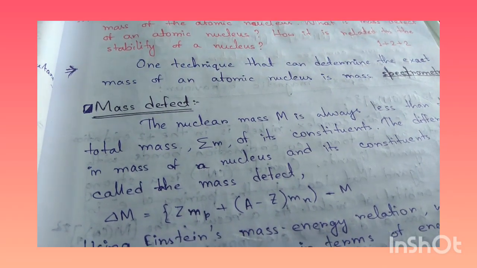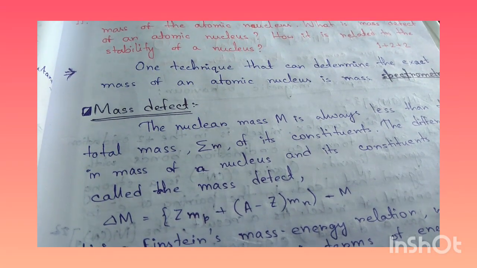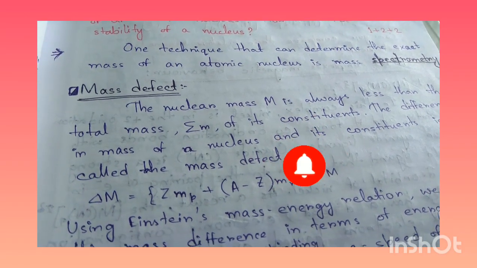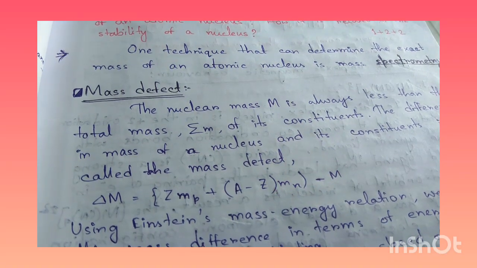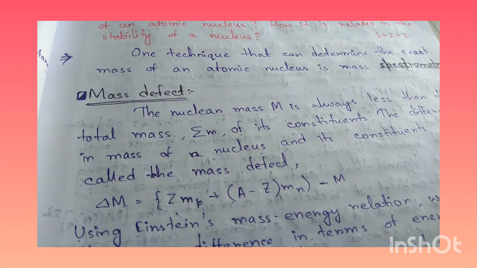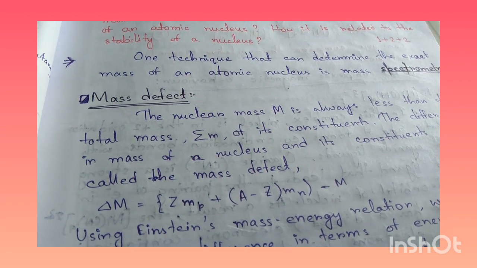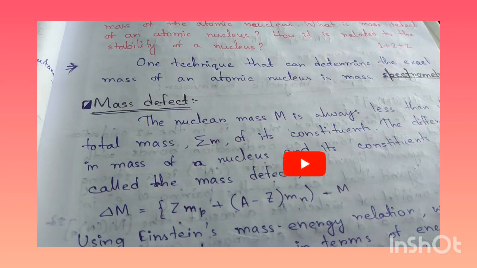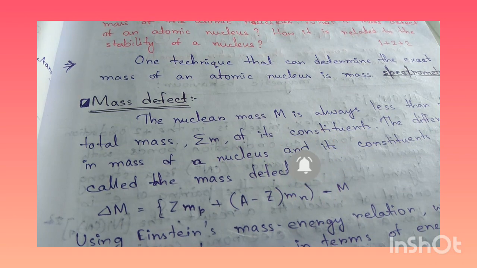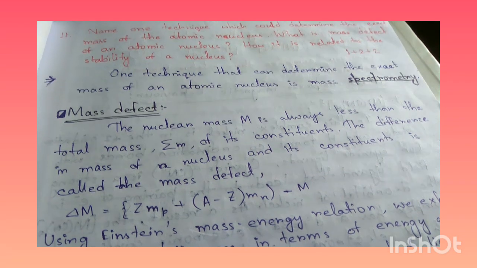One technique that can determine the exact mass of an atomic nucleus is mass spectrometry. Mass spectrometry is a powerful analytical technique used to measure the mass to charge ratio of ions. By ionizing the atoms in a sample and subjecting them to electric and magnetic fields, mass spectrometers can separate ions based on their mass to charge ratios, allowing for precise measurement of atomic and molecular masses. That's it. The answer of the second part.